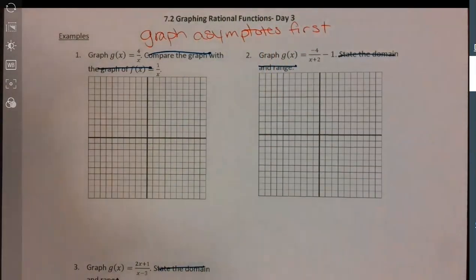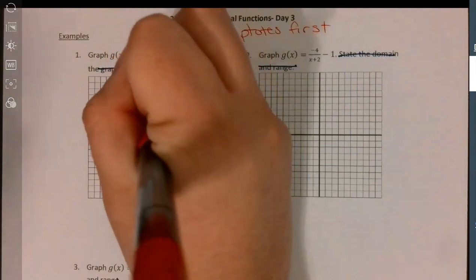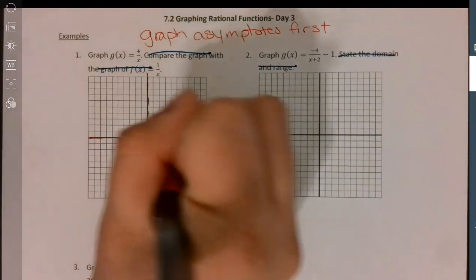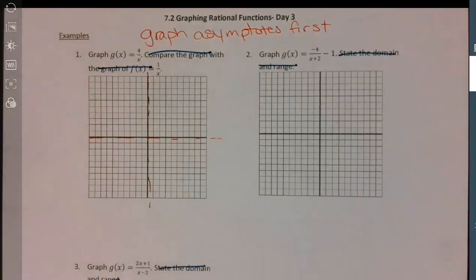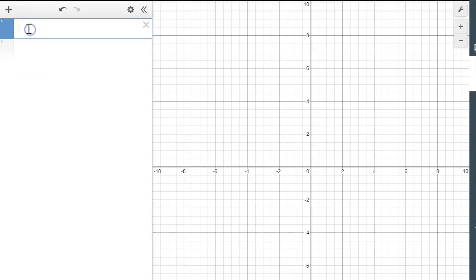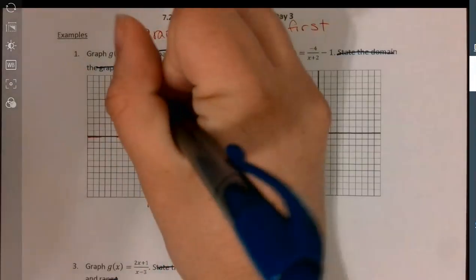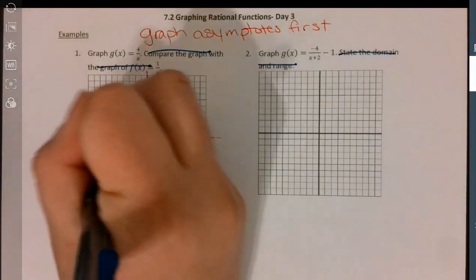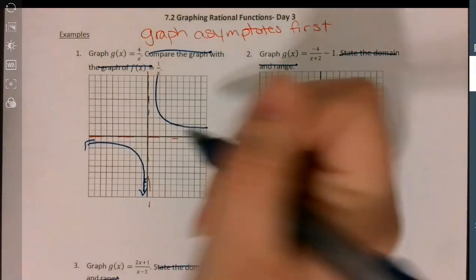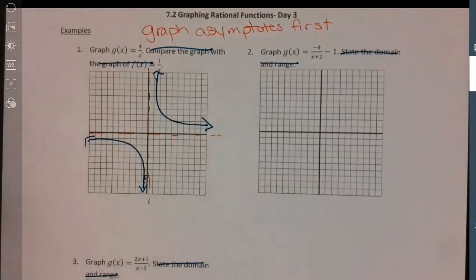So remember, for number 1, my asymptotes were x equals 0 and y equals 0. Then I am going to graph this one on Desmos. Okay. So notice how it curves in the first quadrant and in the third quadrant. I'm just going to quickly sketch that. So it's going to go right here and right here. Notice it never crossed the x or y axis on this one.